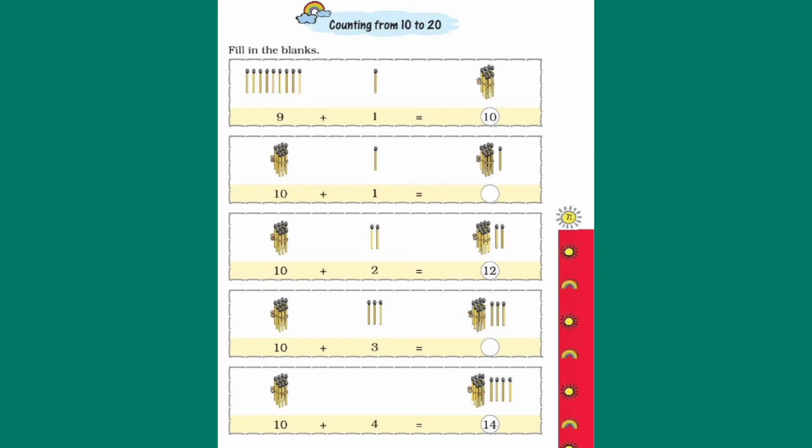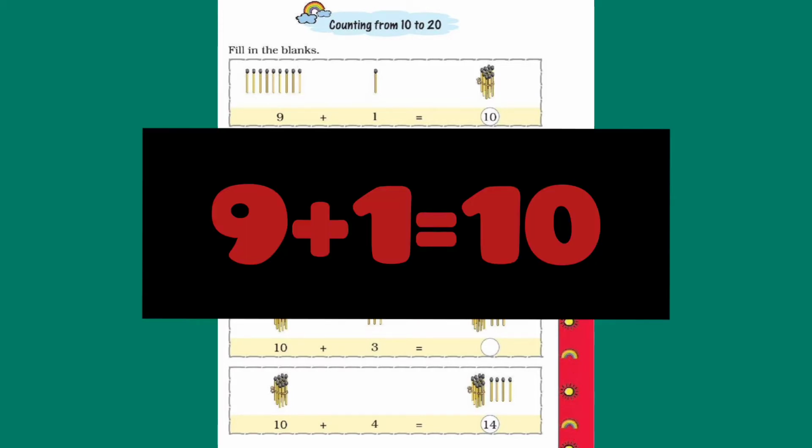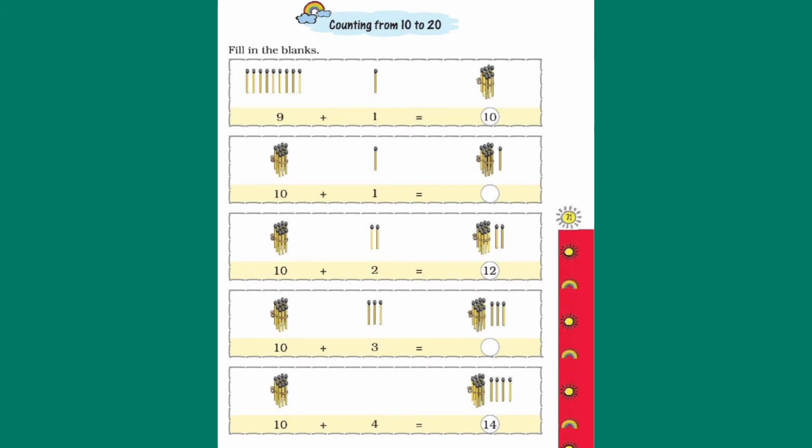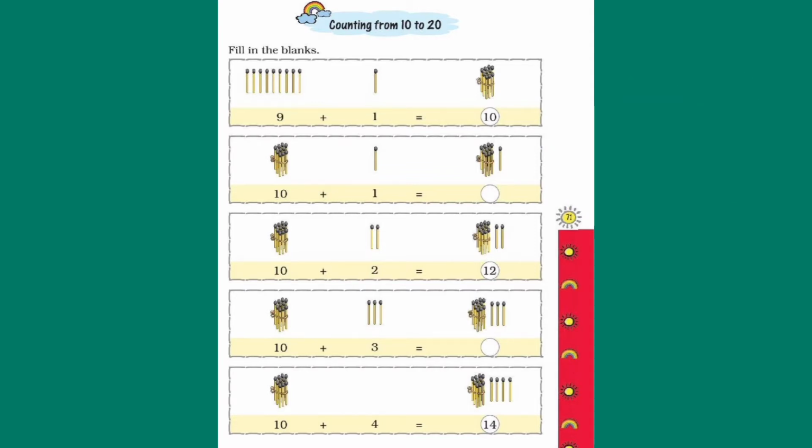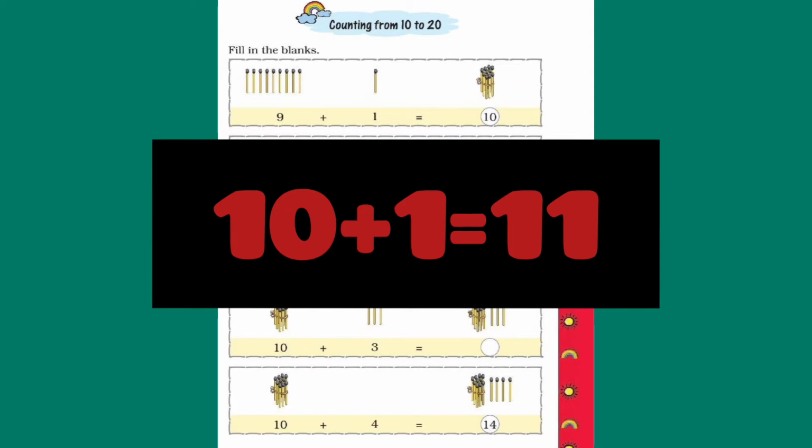Fill in the blanks. First one is done for you. Here you can see 9 matchsticks are there. Plus we have to add one more matchstick to the 9 matchsticks. So 9 plus 1 is equals to 10 matchsticks. You all know addition. Then coming to the second one, you can see 10 matchsticks. One bundle is made up of 10 matchsticks. Plus we have to add one more matchstick to the bundle of 10 matchsticks. So here 10 plus 1 is equals to 11.